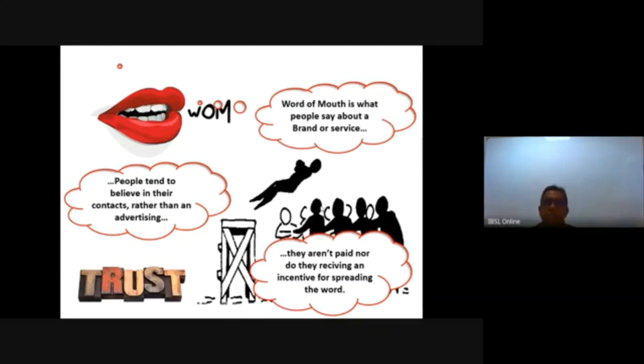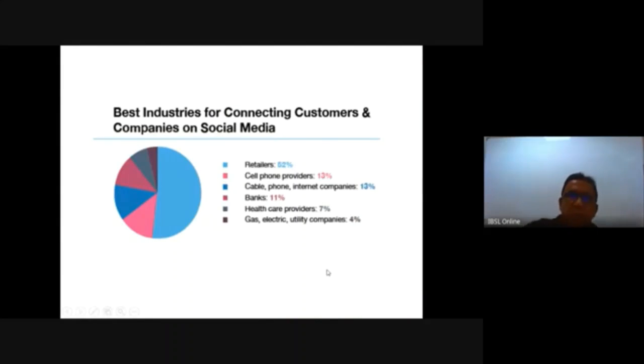Word of mouth is what people say about a brand or choice. People tend to believe in their contacts rather than advertising. Yes, we all believe what our friends say more than advertising. They are not paid, they don't receive any incentive for spreading the word. So they are more genuine in giving the message.